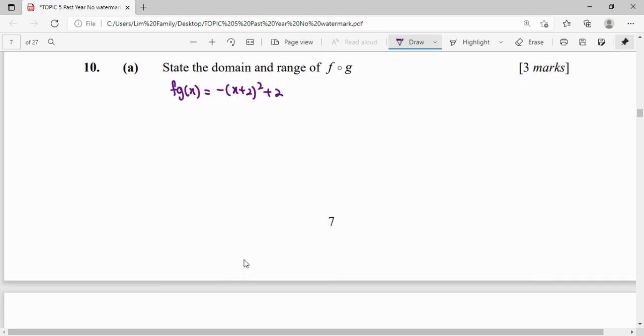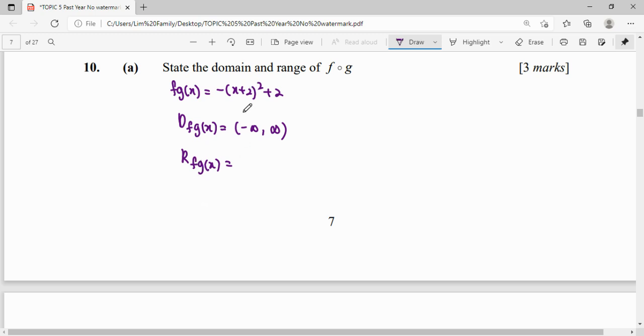So for its domain, it is a quadratic, and a quadratic doesn't have any special case here. So our domain will be negative infinity to infinity. Now for the range of a quadratic, we are going to look at the quadratic's characteristic.